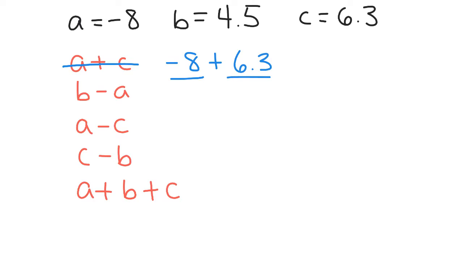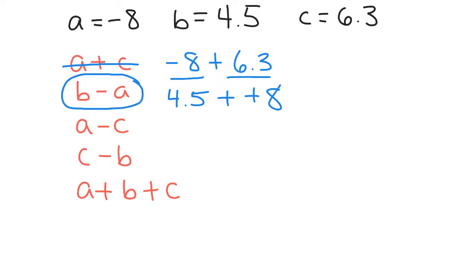B minus A is 4.5 minus a negative 8. That becomes plus, so 4.5 plus 8, guess what? That one is positive. A minus C, negative 8 minus 6.3. We're starting at negative 8 and we're going further into the negative 6.3, so this one will be negative.